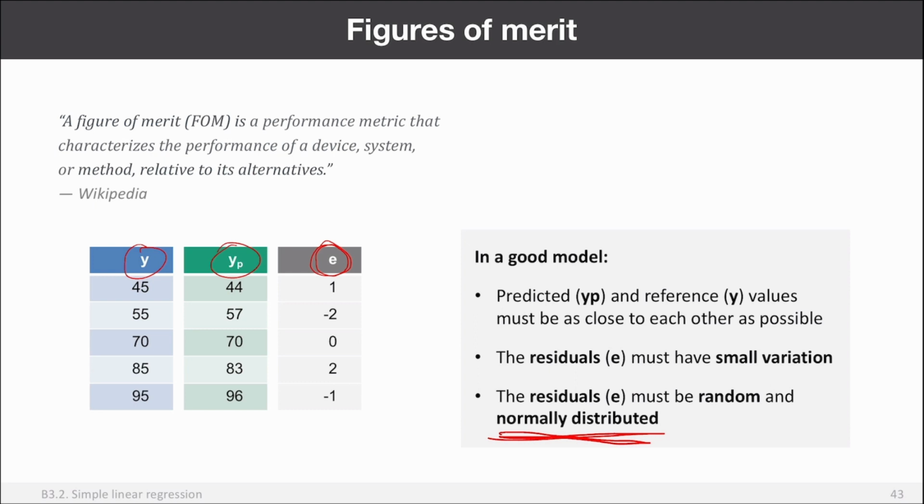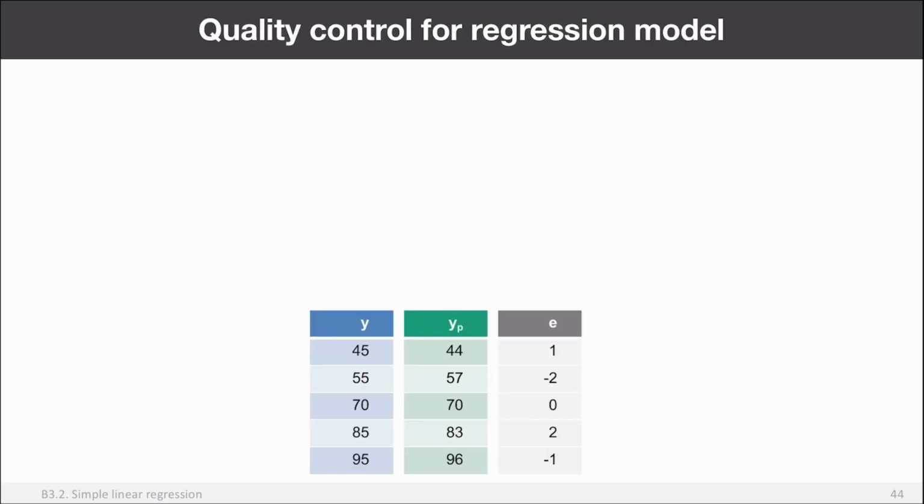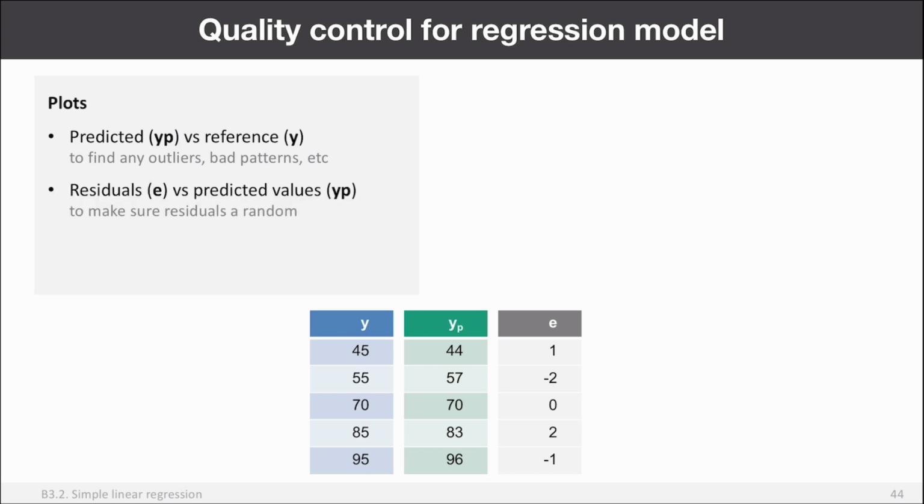So how close y and yp values are, how big the variation of residuals is, and if residuals look random and normally distributed. So there are, as I said, visual tools and statistical tools. The visual tools include 3 different plots. The first plot is predicted versus reference values, then residuals versus predicted values. Both are scatter plots, and then the quantile-quantile plot for residuals to check the normality.